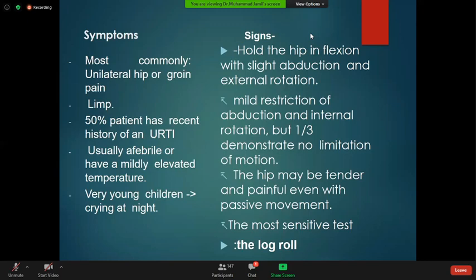The hip may be tender and painful with passive movement. The most sensitive test is the log roll. When you hold the leg and roll it, there will be pain.